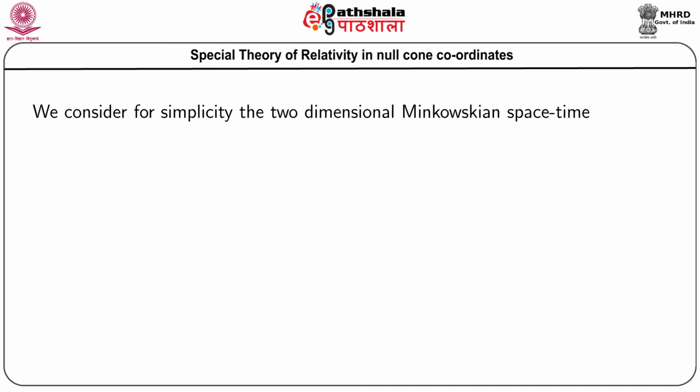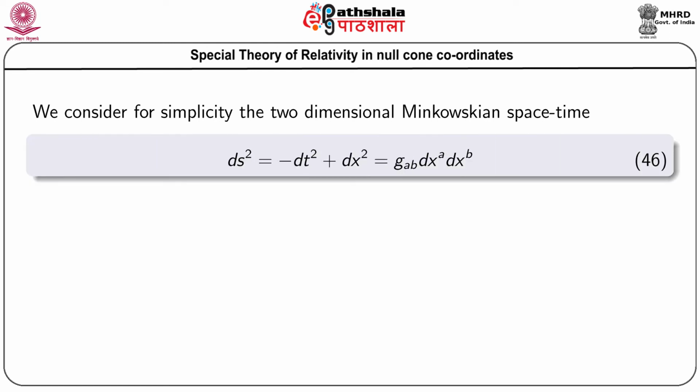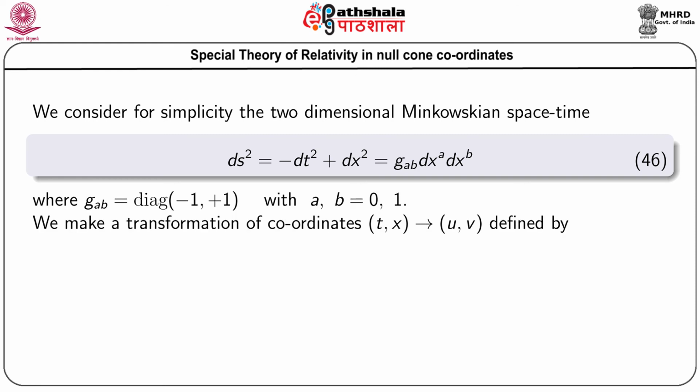Now, in special theory of relativity, we have null cone coordinates. Here we consider, for simplicity, the two-dimensional Minkowskian space-time: ds² equals -dt² + dx², and we can express this as G_AB dx^A dx^B, where G_AB is diagonal(-1, +1) with A, B running from 0 and 1. So, we have only two coordinates, t and x.